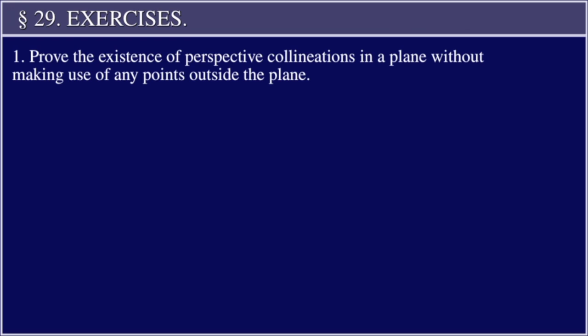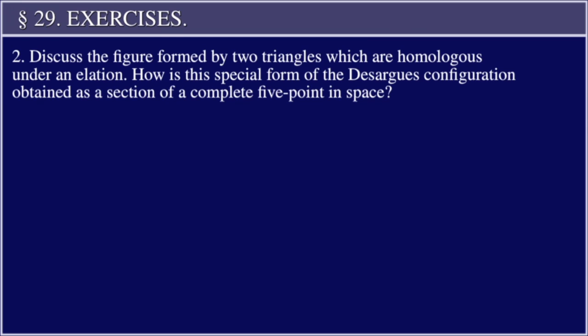Exercises. 1. Prove the existence of perspective collineations in a plane without making use of any points outside the plane. 2. Discuss the figure formed by two triangles which are homologous under elation. How is this special form of the Desargues configuration obtained as a section of a complete 5-point in space?